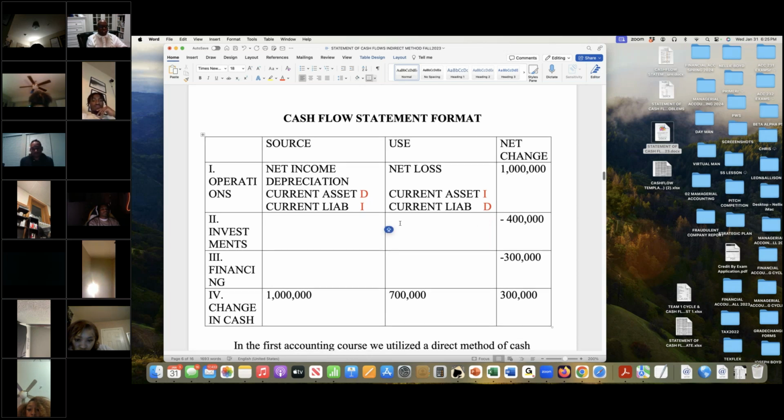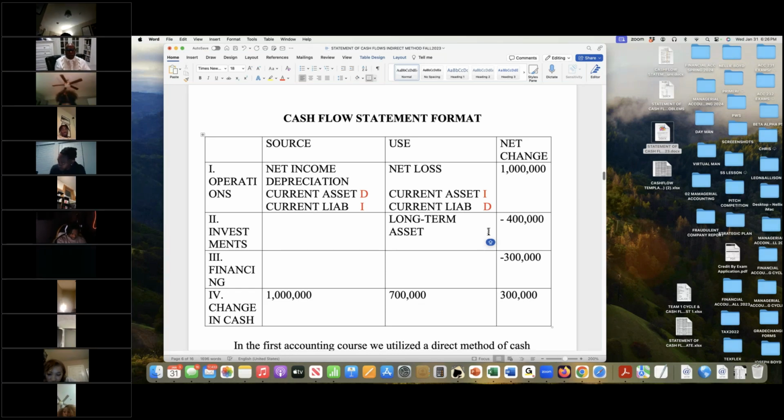Now, in the second section, we like to see this negative. So if the long-term asset increases, it's a use, and that's fine. But if the long-term asset decreases and you got cash from that, this is like if you sell your car and you got some cash. That's not what we want.